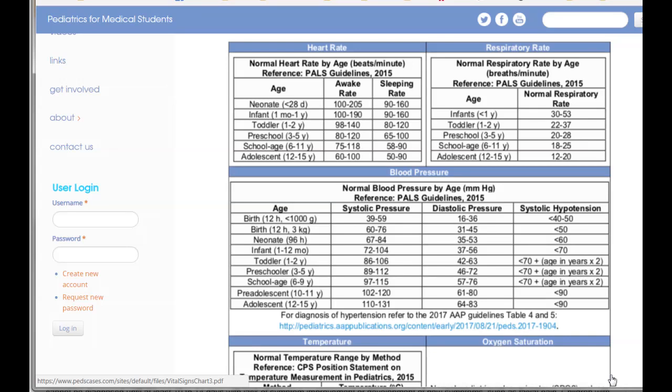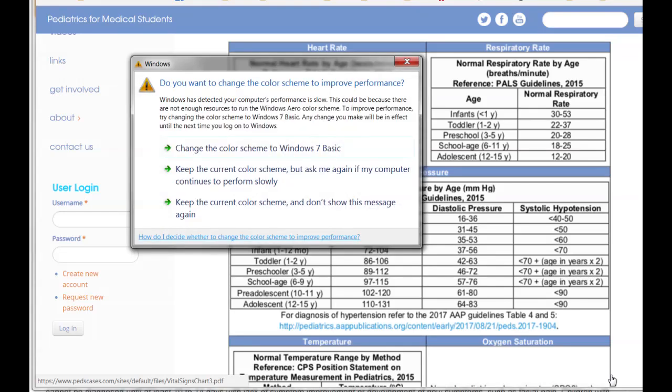Adolescents are 12 to 15 years old. They should be breathing 12 to 20 breaths per minute.